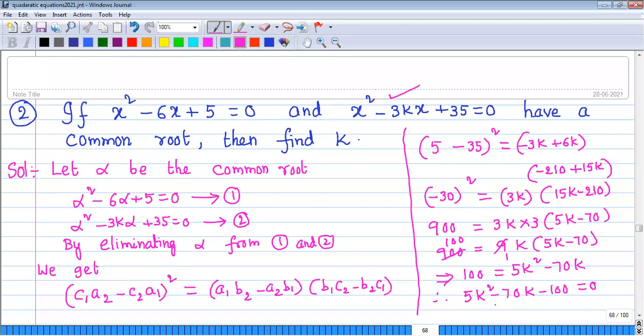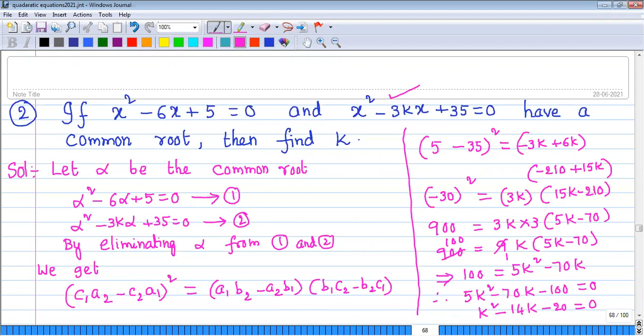So you need to solve this quadratic equation. Even you can divide by 5 also. If you divide by 5, what do you get? k square minus 14k minus 20 is equal to 0.